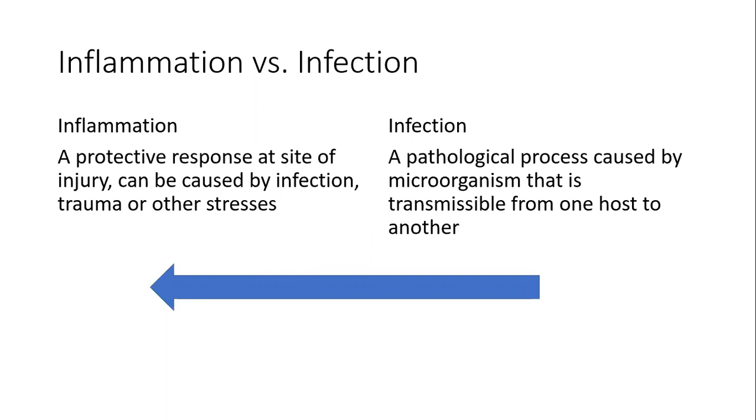With most infections, there's always inflammation, but you don't always have to have inflammation to have an infection. So inflammation is a broader response than the infection response. People use these terms synonymously, but they're not the same. An inflammation is a protective response at the site of an injury. It can be caused by an infection, trauma, or other stresses. An infection is a pathological process caused by a microorganism that is transmissible from one host to another. So when you have an infection, you get inflammation, but not the other way around.